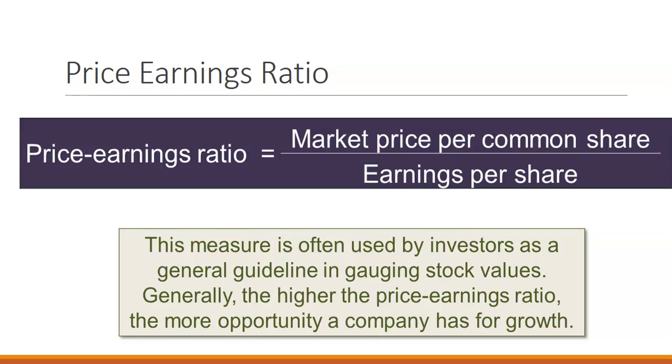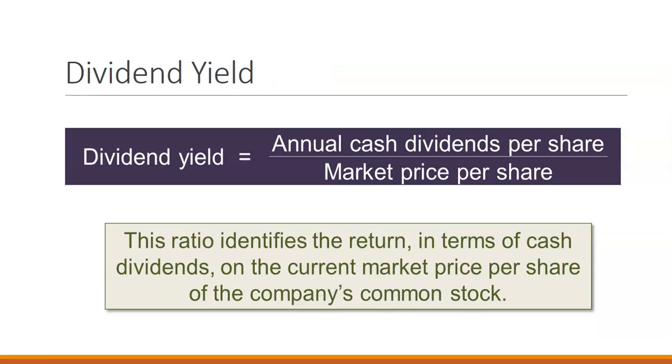This is used by investors to look at stock values and what the opportunity for growth is on a stock. The dividend yield is the annual cash dividends per share divided by the market price per share. This shows how much cash dividends each share of stock earns compared to the market price of the stock.